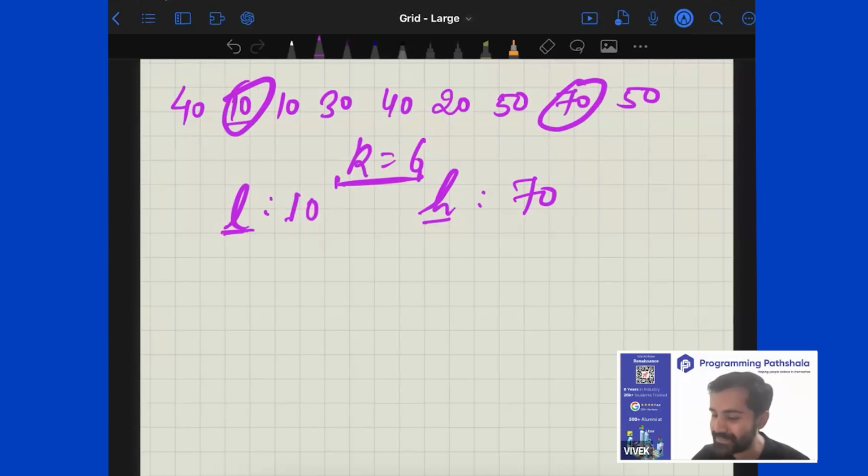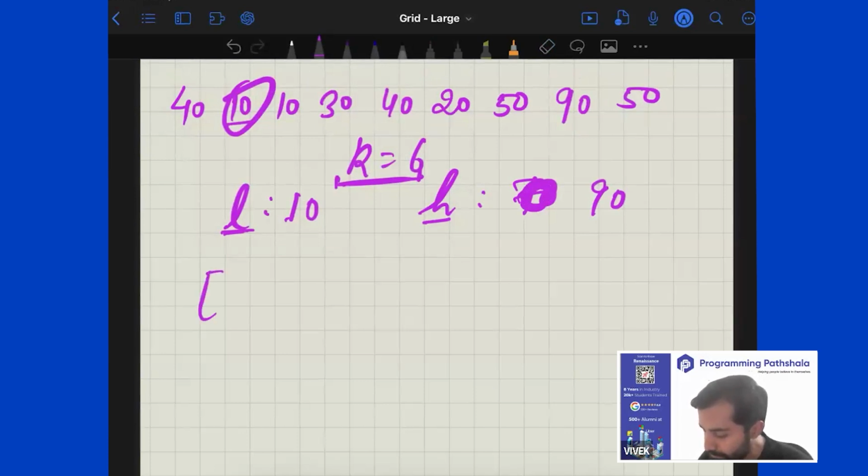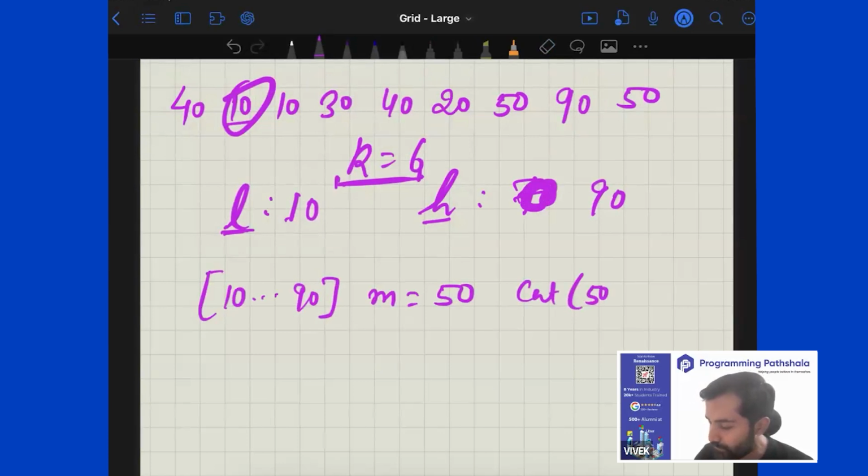So what I'm going to do is I'm just going to make a slight change to it. That slight change would just be that instead of taking this 70, let's take 90. So our high is, let's say, 90. Now our range is from 10 to 90. We will pick a midpoint. What will be the mid? 50, right? Okay. Can you tell me what is the value of count of 50? How many elements are smaller than equal to 50? 1, 2, 3, 4, 5, 6, 7, 8. 8 elements. And this value 8 is greater than equal to k.